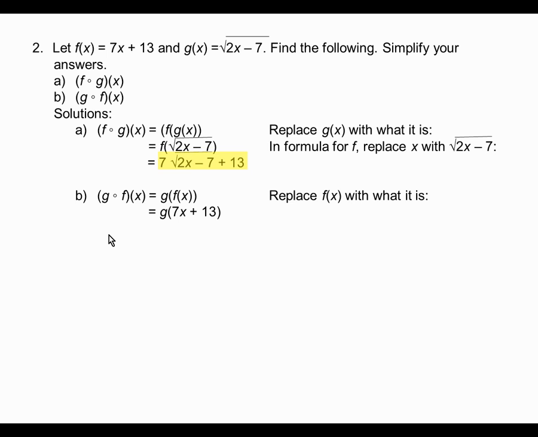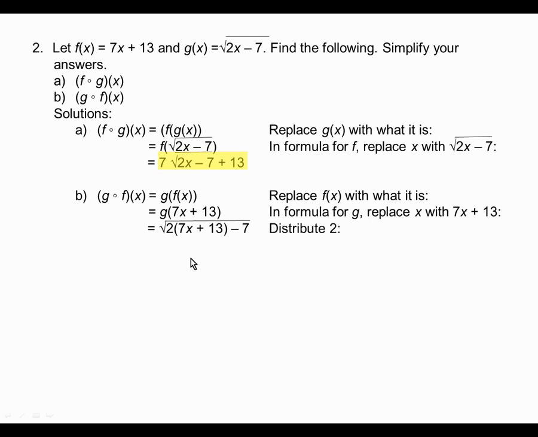Okay, now remember, this notation means in the formula for g, right here, replace this x with 7x plus 13. So I'm going to replace this x with 7x plus 13. I'll have the square root of 2 times (7x plus 13) minus 7. Okay, now notice in this one, everything is under the radical. So I need to distribute the 2. So I'll have the square root of 14x plus 26 minus 7.